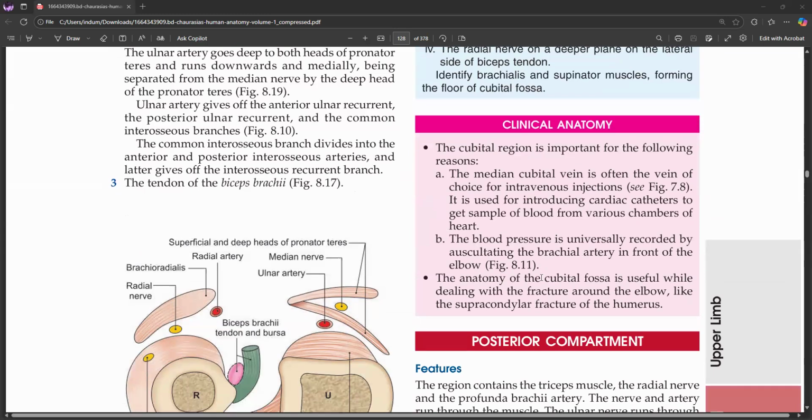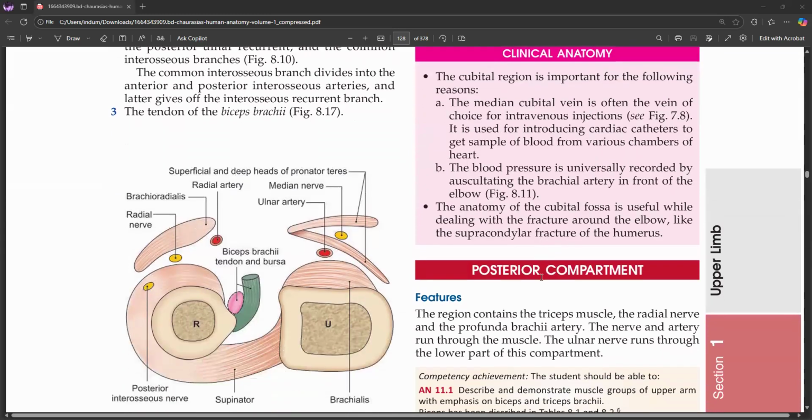Clinical anatomy. The cubital region is important for the following reasons. The median cubital vein is often the vein of choice for intravenous injections, see figure 7.8. It is used for introducing cardiac catheters to get a sample of blood from various chambers of the heart. The blood pressure is universally recorded by auscultating the brachial artery in front of the elbow, figure 8.11. The anatomy of the cubital fossa is useful while dealing with fractures around the elbow, like the supracondylar fracture of the humerus.